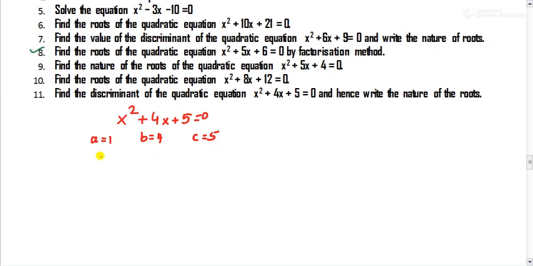Yeah. So here are the values of A, B, and C. To find the discriminant or nature of roots, you have to use this formula. D is equal to B square minus 4AC. Just substitute. You have to take care of the sign, whether they are positive or negative. So it is 4 square minus 4 into A. A is 1, C is 5.